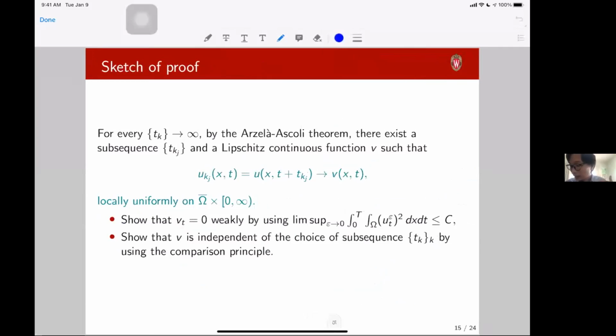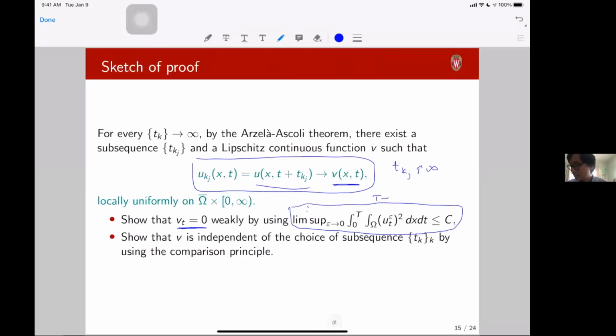We can first let a sequence t_kj go to infinity, and we would have u(x, t plus t_kj) converging to v. Then we just need to show that v_t equals 0. The solution is independent of time in the limit, because this limit is constant for all t. So it has to be independent of time, and then we just need to show that the solution is independent of the choices of the sequences. That's not a big issue; we can prove that. Okay, so now let me move on.